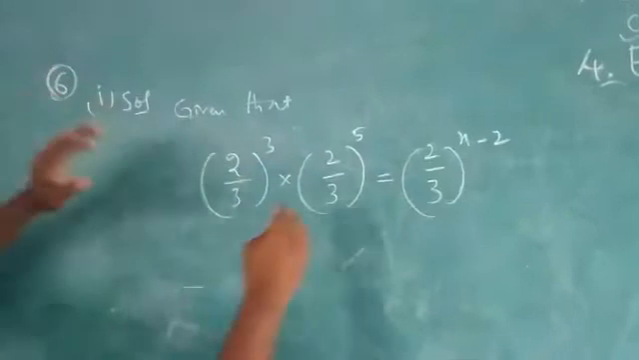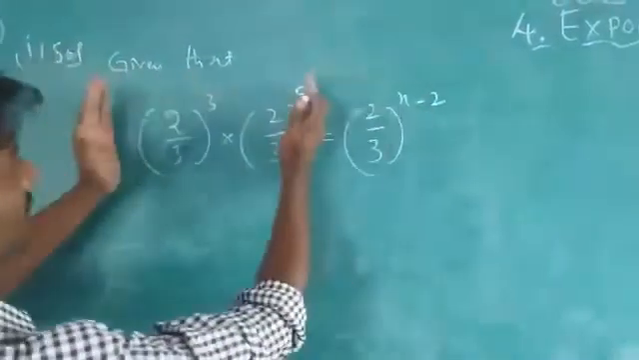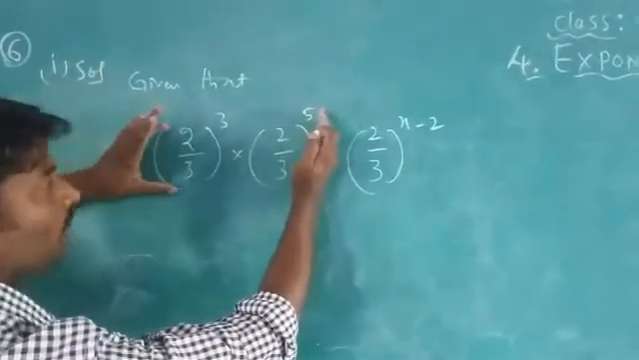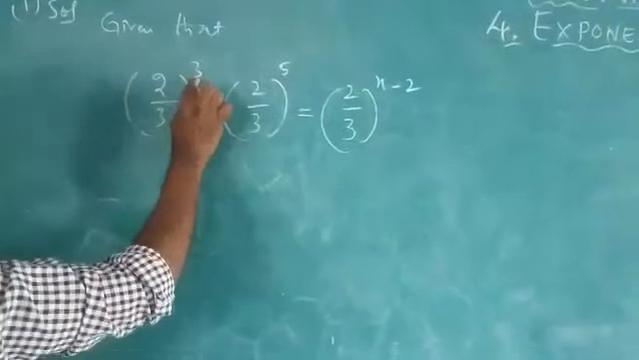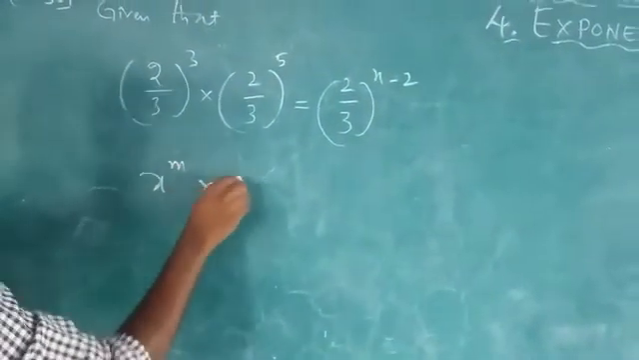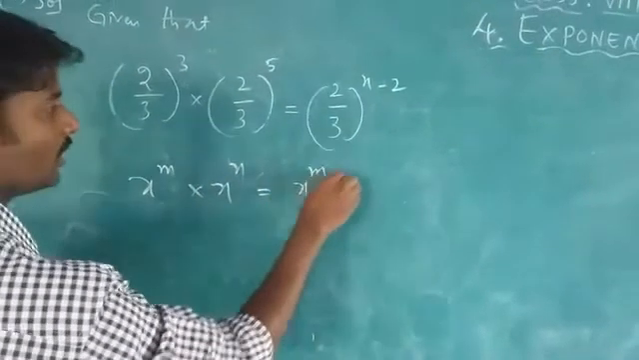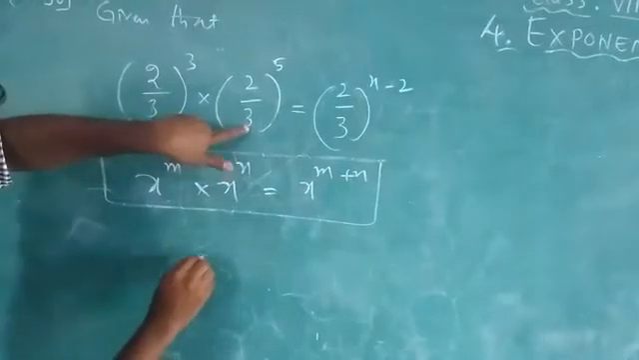Now, children, take the left hand side. Concentrate on the left hand side. Don't focus on the right hand side. By seeing this form, we should remember one formula. What is the formula we can see here? x to the power of m into x to the power of n. I am writing the formula here. x to the power of m into x to the power of n is x to the power of m plus n. Right, children? Now here x is 2 by 3.